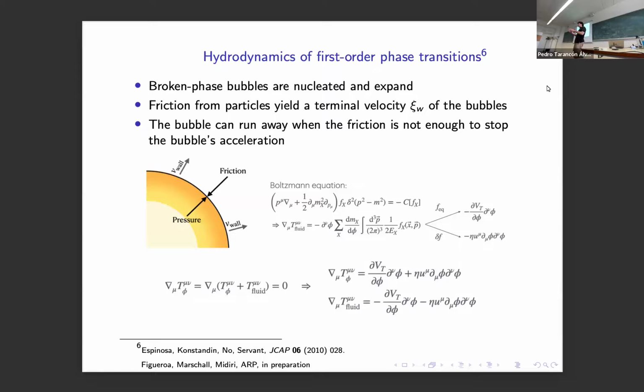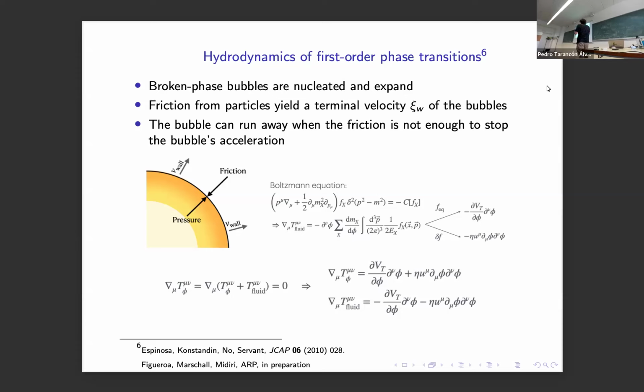As these bubbles are nucleated and start to expand, there will be some interaction with the scalar field that is confined to the bubble wall, in this case determined by the black line. And as these bubbles are expanding, if we check, for example, the Boltzmann equation, we can observe that there is a force coming from the rate of change of the masses of the particles due to the interactions with the Higgs field, which is exerting a friction on the expansion of these bubbles.